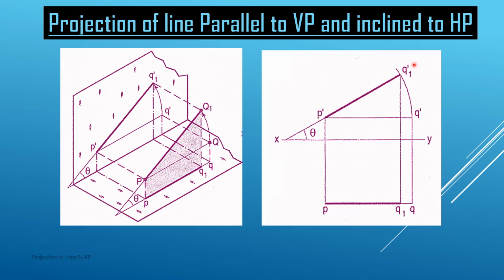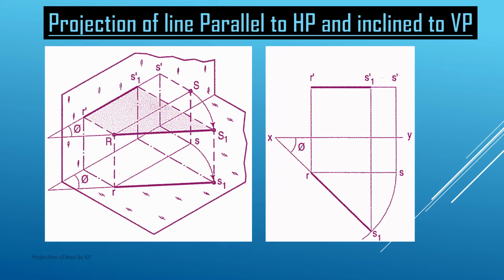Now from this Q1 dash point, we draw a vertical projector, and wherever this line intersects the PQ line, we get the projection of this line on the horizontal plane. This point we get as Q1. So PQ1 is the projection of this line on the horizontal plane when the line is inclined at an angle of theta degree with the horizontal plane and it is parallel to VP.